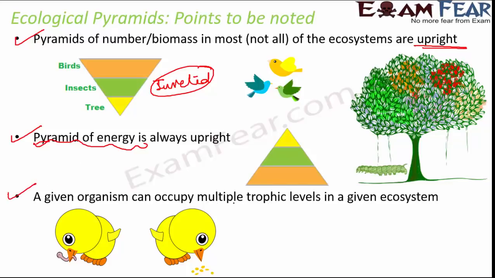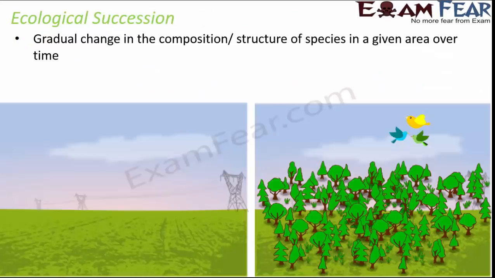Now, a given organism can occupy multiple trophic levels in a given ecosystem. Yes, that is very much possible, because if we are talking about a five-step food chain, you might have a grasshopper at the second level. If we are talking about, let's say, a four-step food chain, the grasshopper might not be at the same level. It might be at a different level altogether. So the same organism can occupy multiple trophic levels in a given ecosystem.